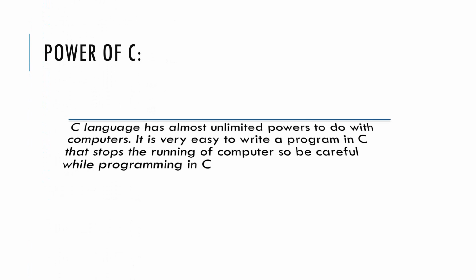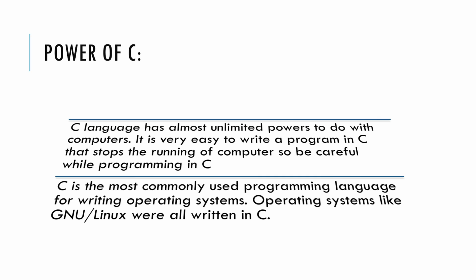Now, talking about the power of C, C language has almost unlimited powers to do with computers. It is very easy to write a program in C that stops the running of computers, so be careful while programming in C. C is the most commonly used programming language for writing operating systems. Operating systems like GNU and Linux were all written in C.